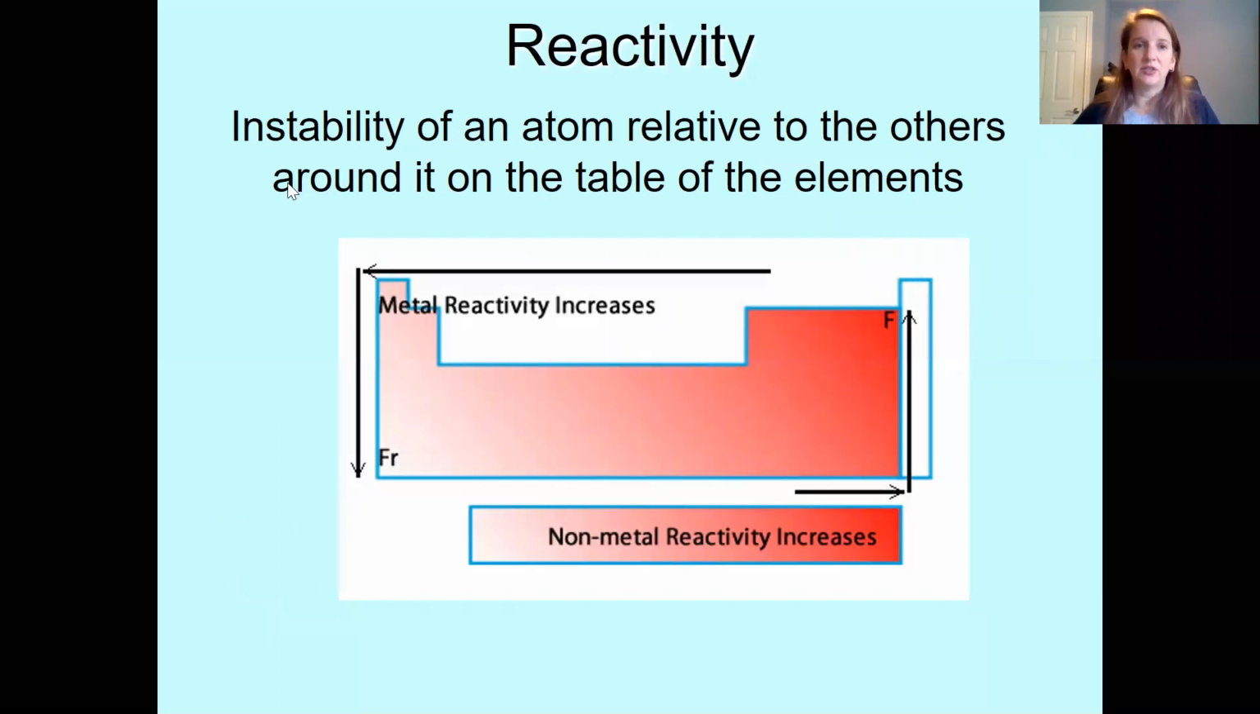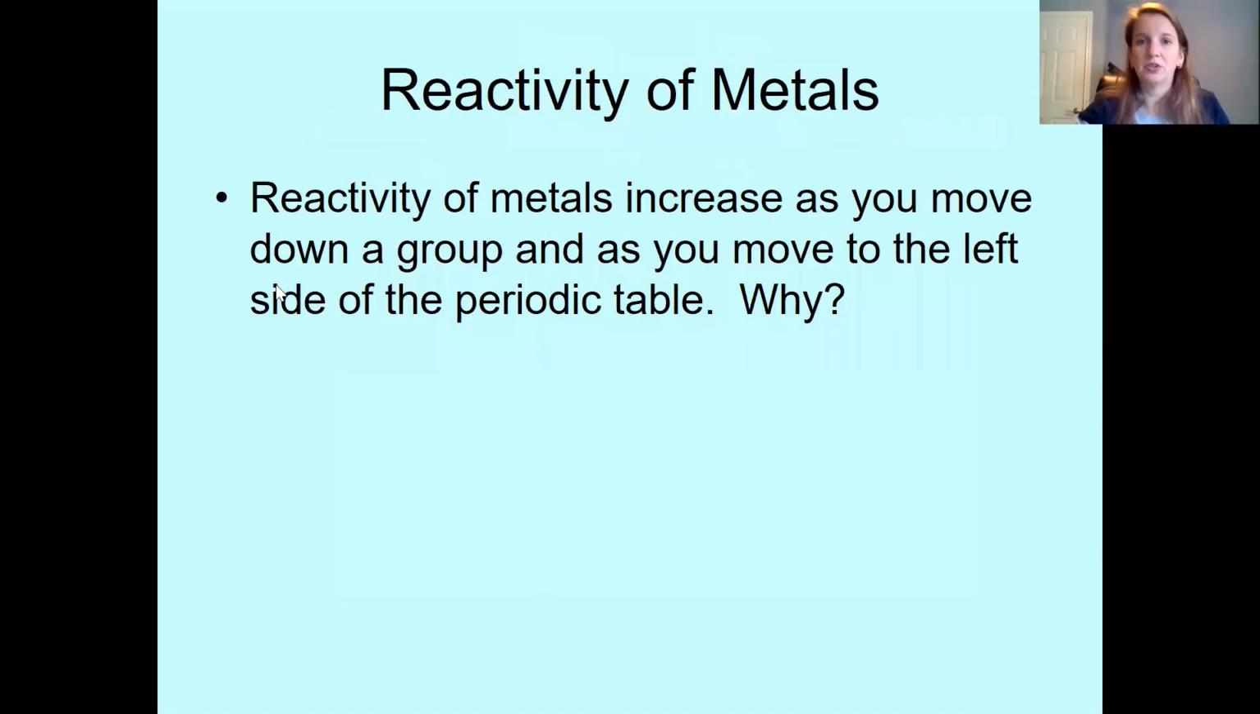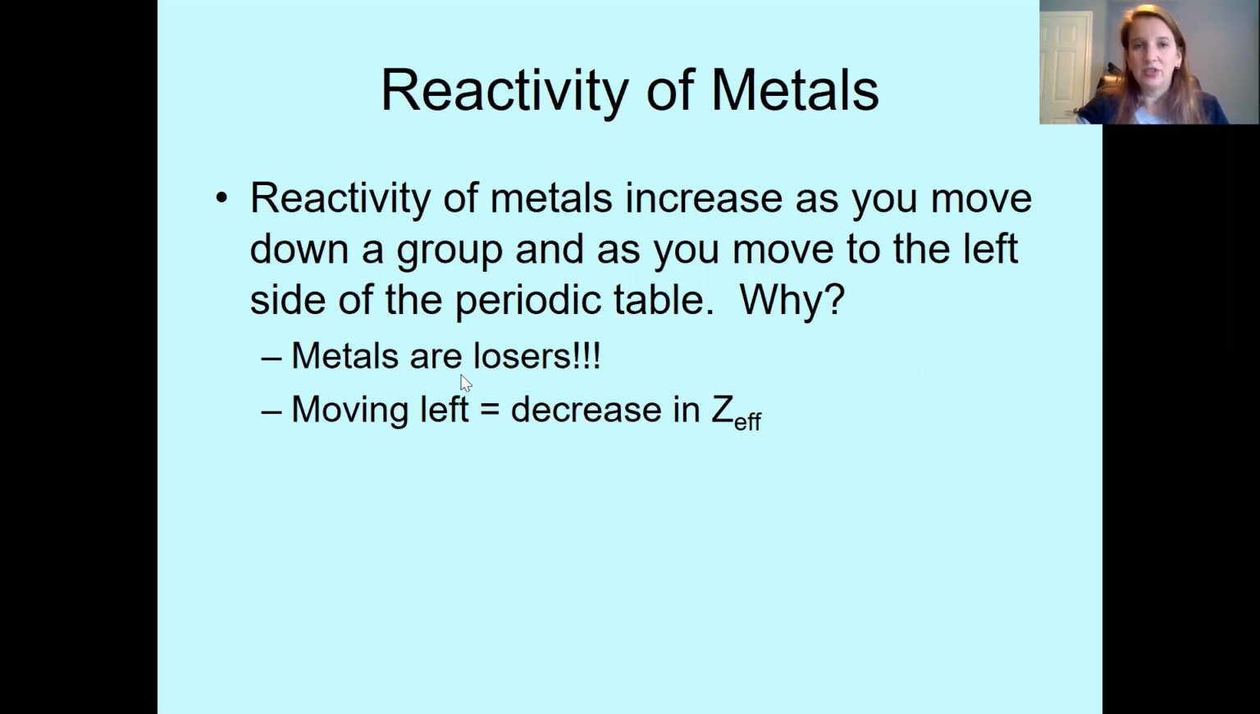So the next couple of slides just basically put into words what I was just talking about. So when we're talking about metals and the reactivity of metals, and it increases as we go down and to the left on the periodic table, it is following that particular trend because the metals are losers, because they're trying to lose their valence electrons in order to reach a stable electron configuration. And so as we move left across the period, we're going to see a decrease in Zeff, because as you move left across the period, there are fewer numbers of protons in the nucleus.